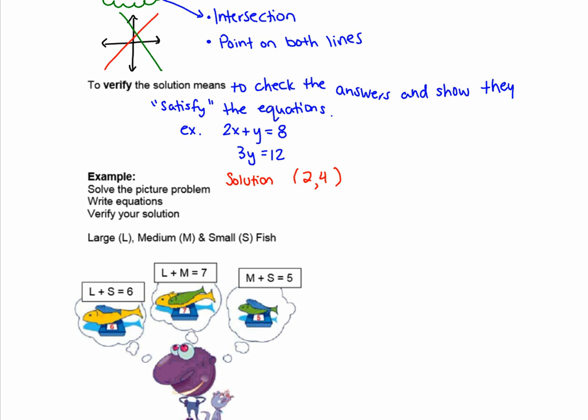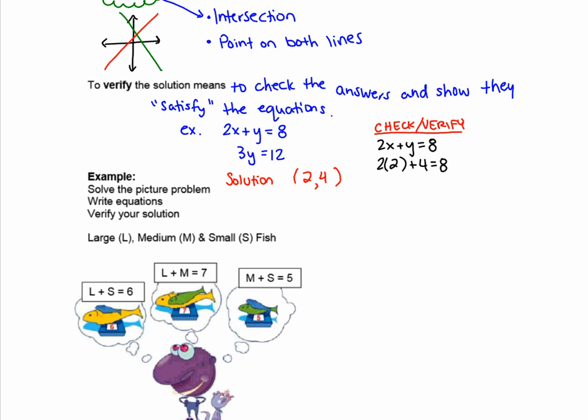Okay? So if I were to check or verify my answers, I need to sub it in to those equations and prove left side equals right side. So let me show you. So if I'm checking with 2x plus y equals 8, I need to actually sub it in. 2 times the x value. What's the x value? 2. 2 times 2 plus 4 equals 8.